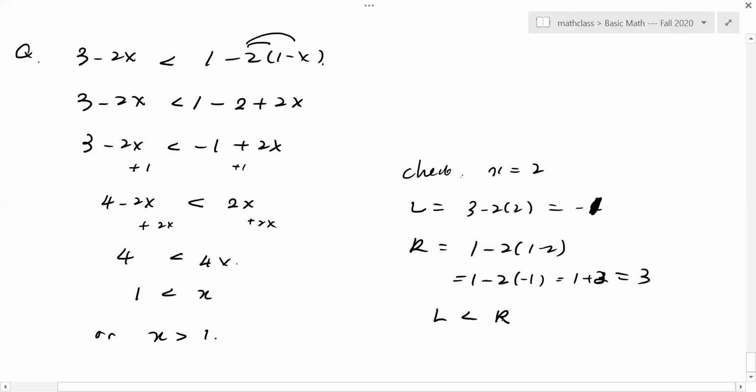Okay. Yeah, x is greater than 1. Yeah, 1 less than x, x is greater than 1. It's the same. Right.